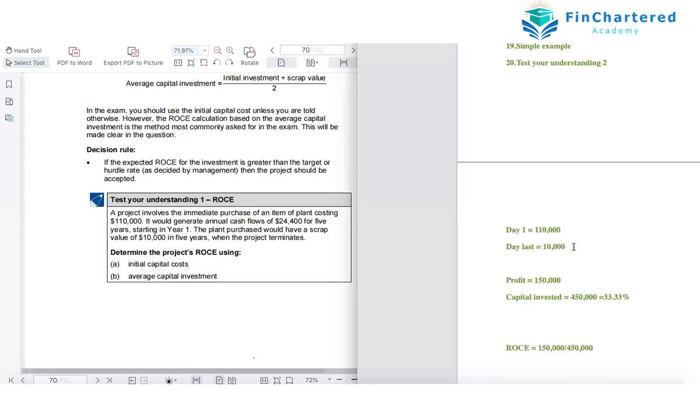Again, if you take the average, how will you take the average? 110,000 on day 1 plus 10,000 on the last day, meaning a total of 120,000. To get the average, this is 2 readings, so you divide by 2. On average, the capital investment was worth 60,000. Arisha, is this clear?